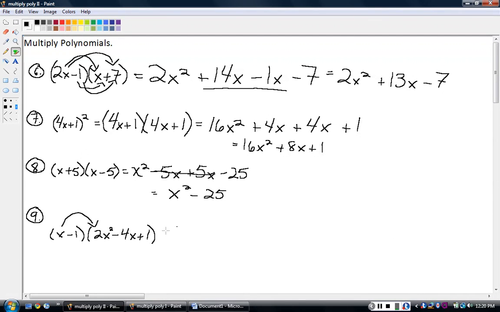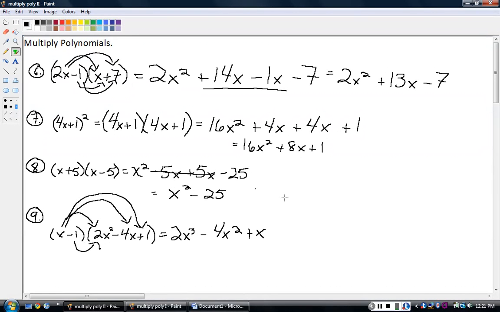X times 2x squared is 3x to the third. Or, I'm sorry, 2x to the third. X times negative 4x, negative 4x squared. X times 1 is x. Remember, you don't have to draw these arrows if you don't want. It just kind of helps me see what I'm doing. And take the negative 1 and multiply it by all these numbers. That's, of course, just going to change the sign of all of those.